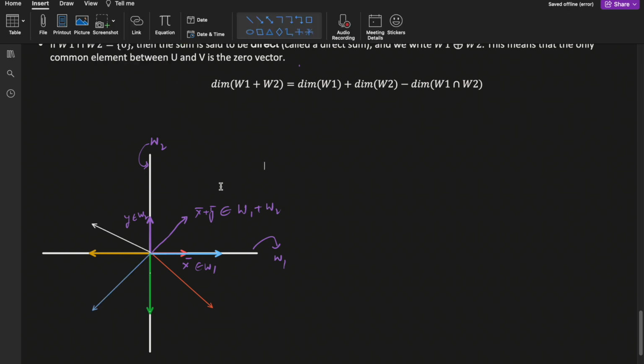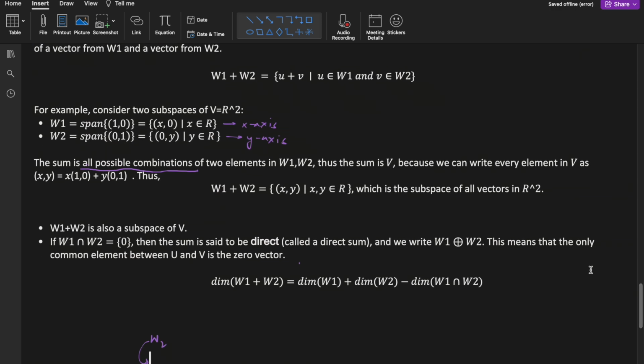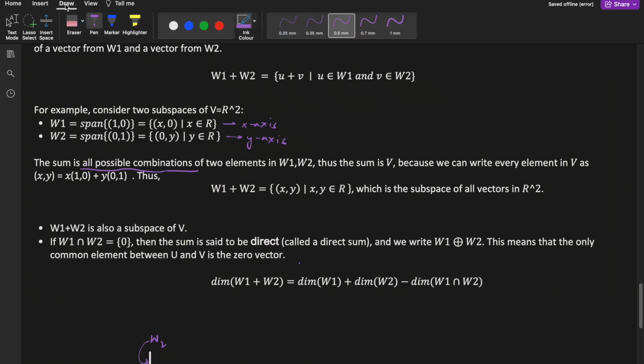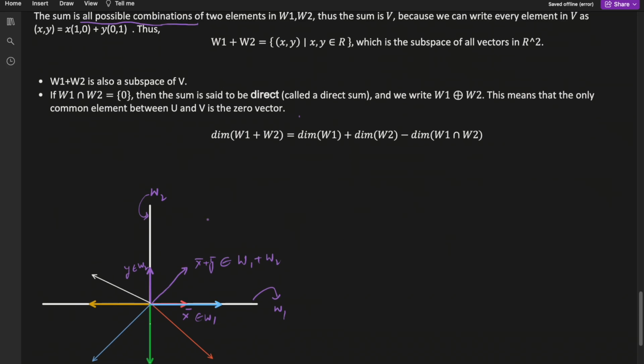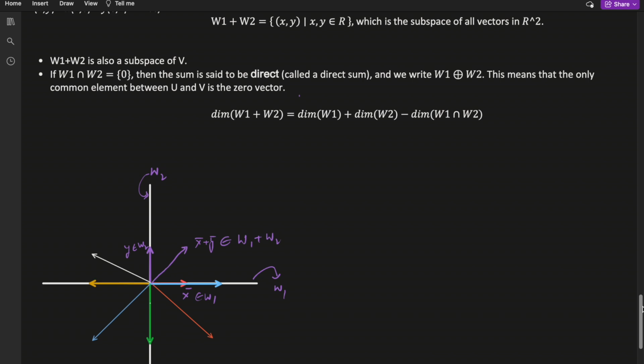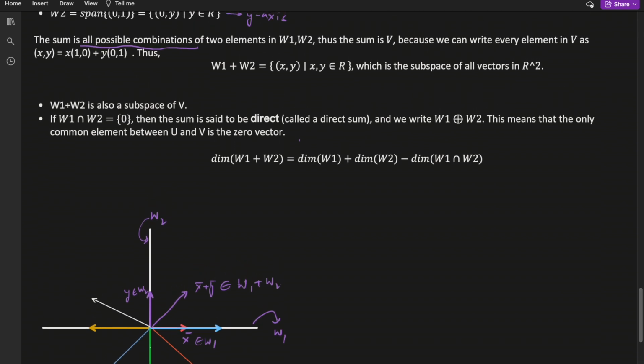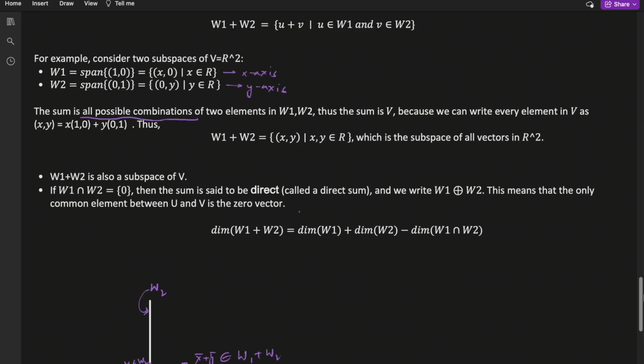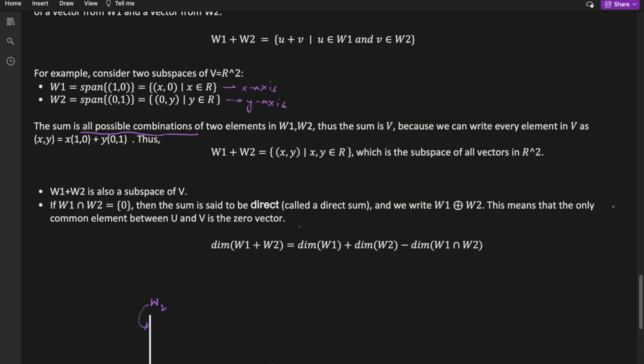So you take any two vectors x and y, and their linear combination is lying in R2. So the sum of the subspaces W1 plus W2 is nothing but all the possible combinations of any two elements in W1 and W2. Take any two elements, you get a vector, and that vector belongs to the sum. In this case, the sum of these two subspaces W1 and W2, that is the x-axis and y-axis, is nothing but the entire R2.